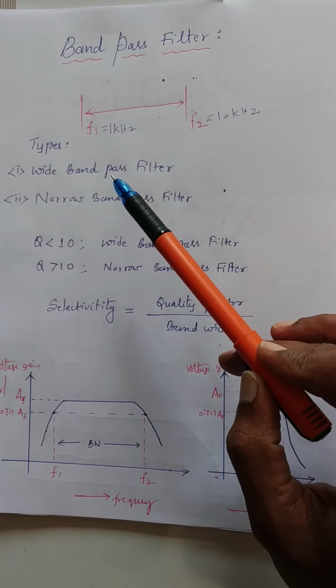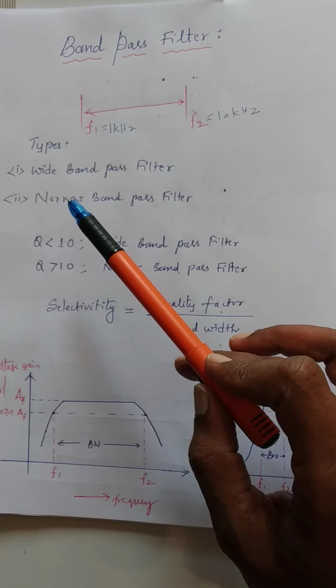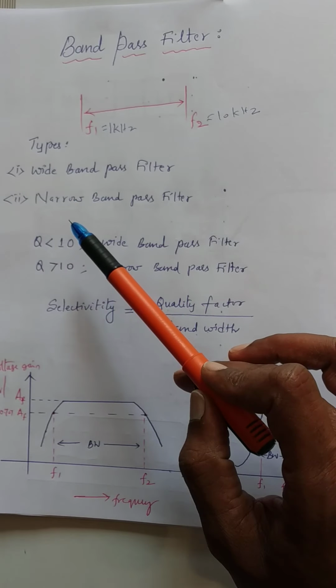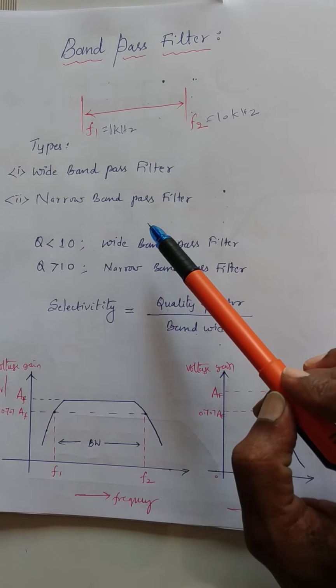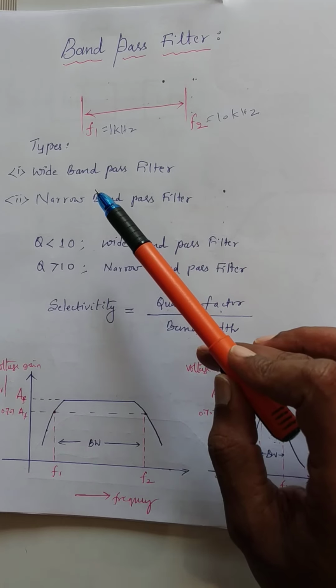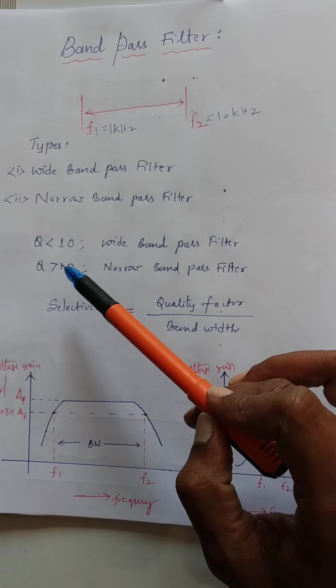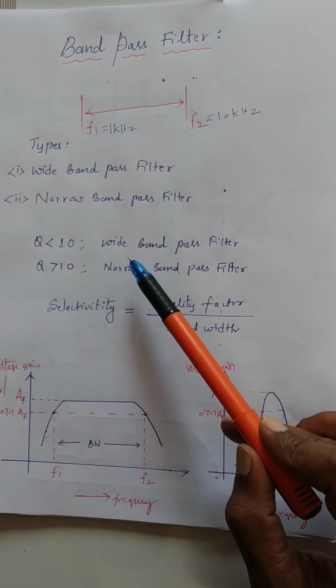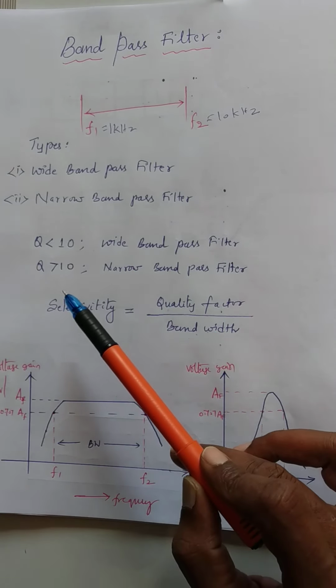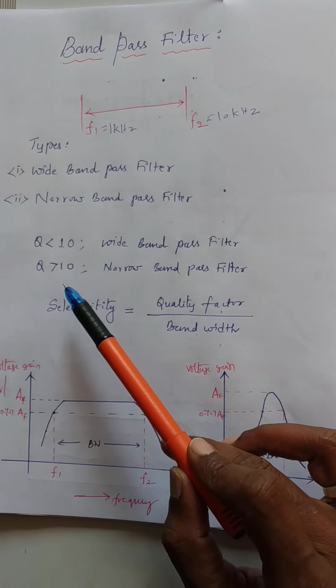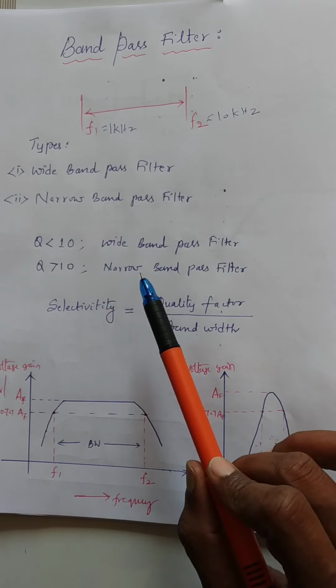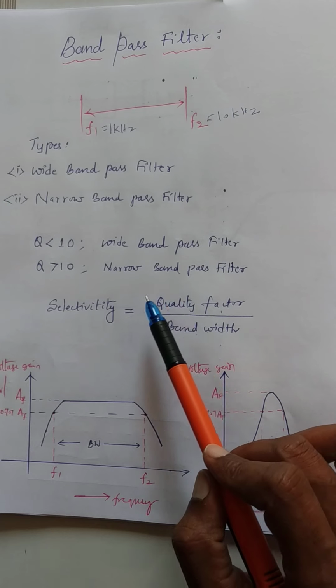Band pass filters are classified into mainly two types: wide band pass filter and narrow band pass filter. The classification is based on the quality factor of the circuit. If the quality factor is less than 10, then it is called a wide band pass filter. If the quality factor is greater than 10, then it is called a narrow band pass filter.